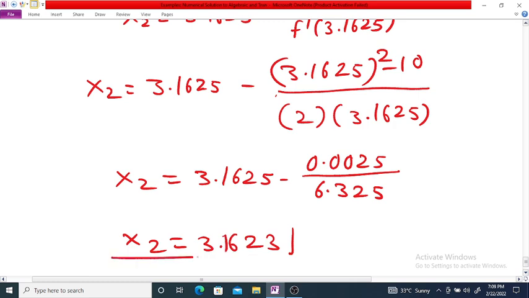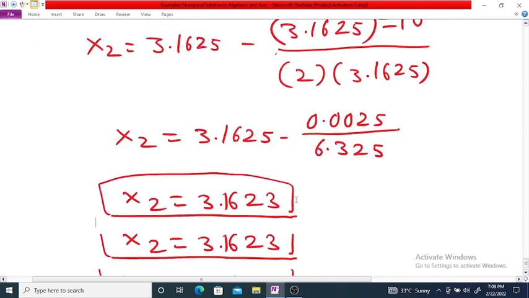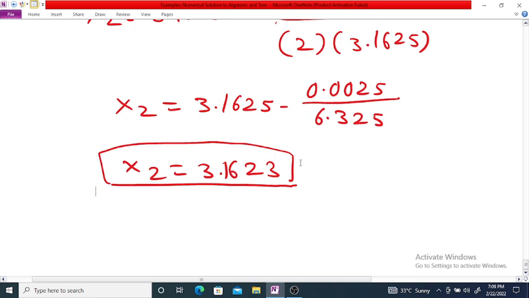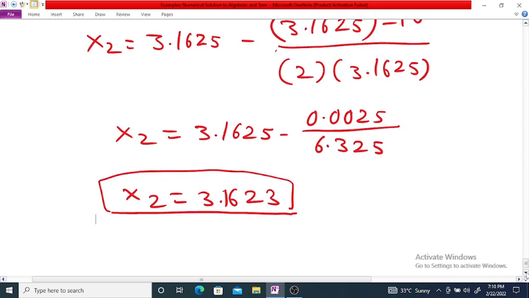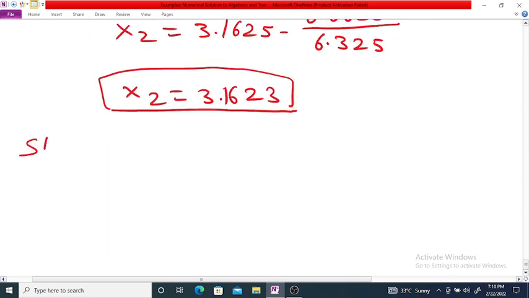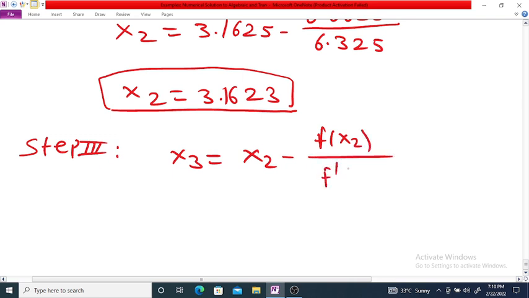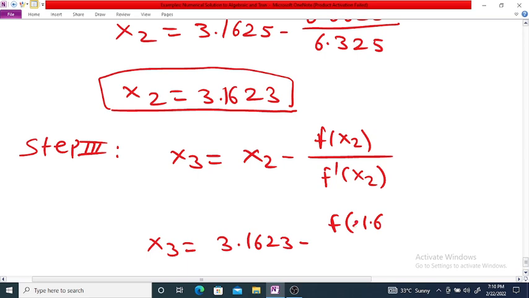Now you can see here x2 and x1. What is x1 here? 3.1625 and 3.1623. So they are correct up to 3 decimal places. Now if you try to find the next iteration, you will get the root correct up to 4 decimal places. So here, step number 3: x3 is equal to x2 minus f of x2 divided by f dash of x2. So x3 is equal to 3.1623 minus f of 3.1623 divided by f dash of 3.1623.